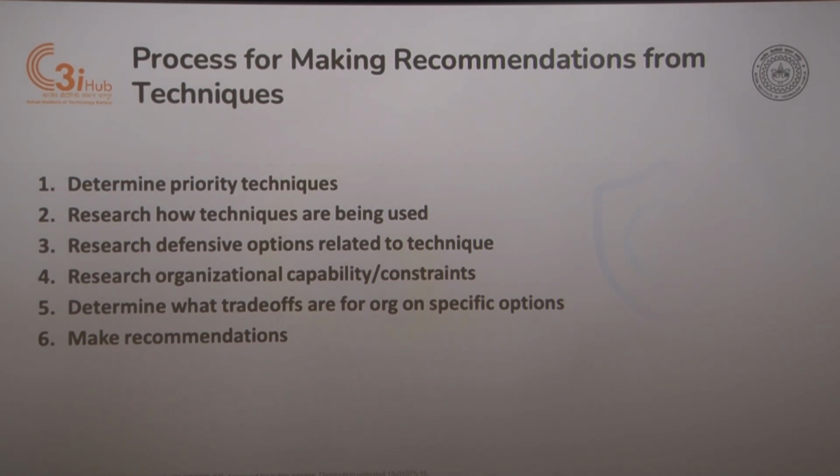Based on that only can we implement countermeasures or mitigations, or even recommend a client to implement some. Once we understand the organization's capability and constraints, we have to determine what the trade-offs are for the organization on the specific options. Once we rule out defensive options based on the organization's capability and constraints, we have to see what the pros and cons are of the recommendations or mitigations we are going to suggest to our client. Once we understand the trade-offs, then we can make a final recommendation.